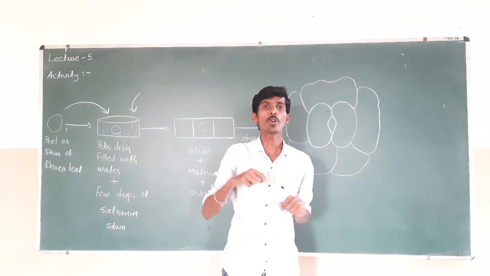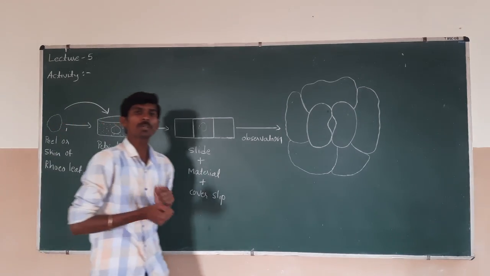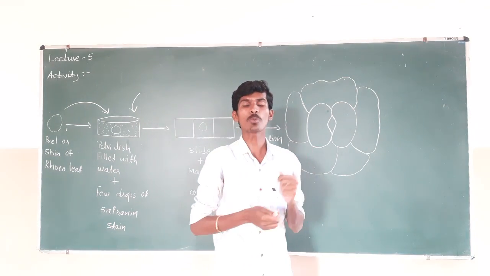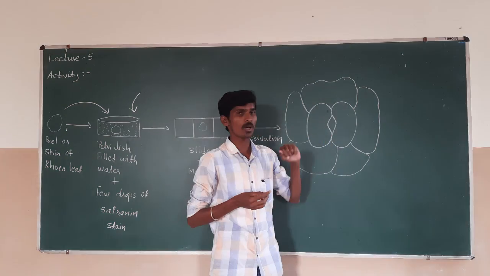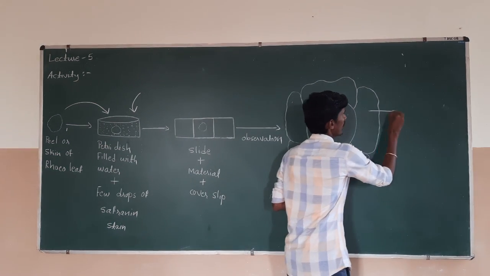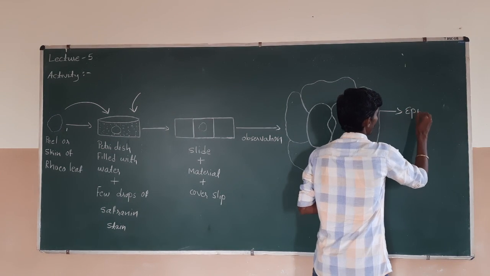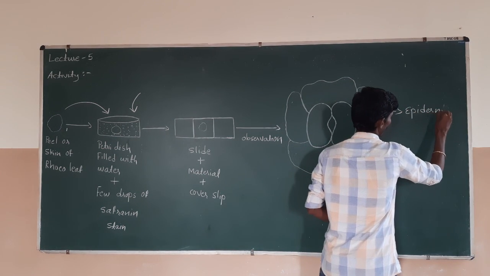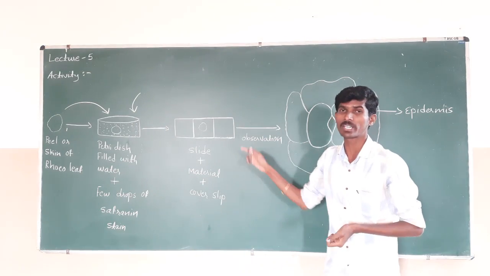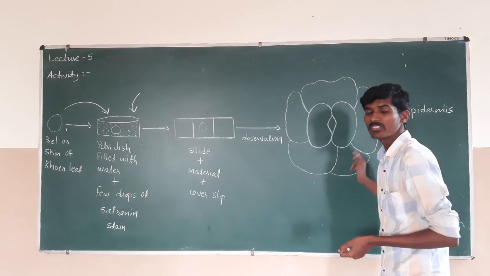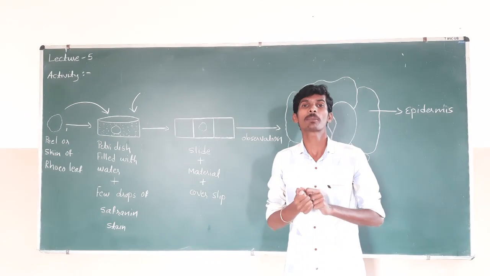Okay, what do you observe? The outermost layer of cells in this observation is called the epidermis, or epidermal cells. This outermost covering is called the epidermis.